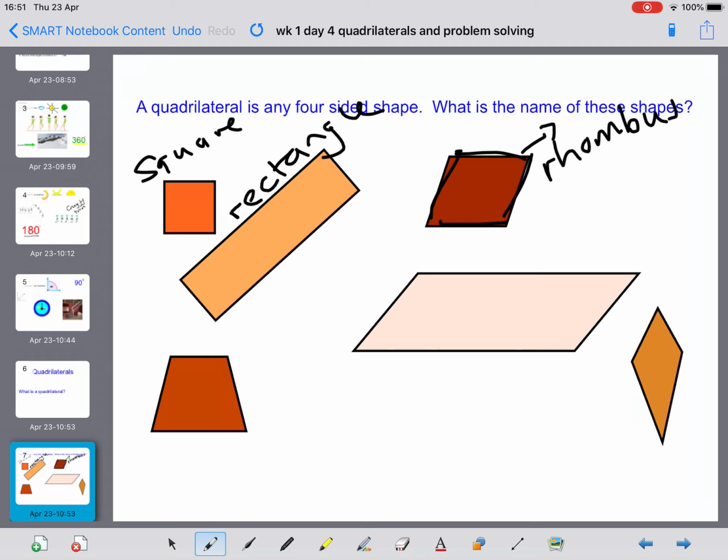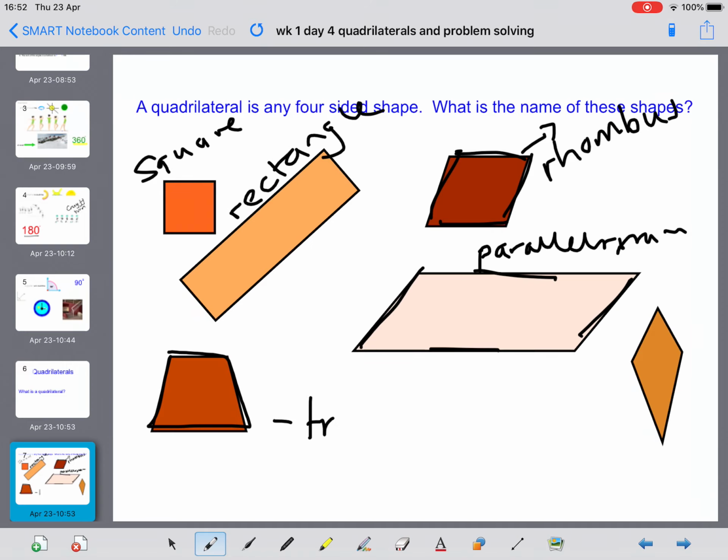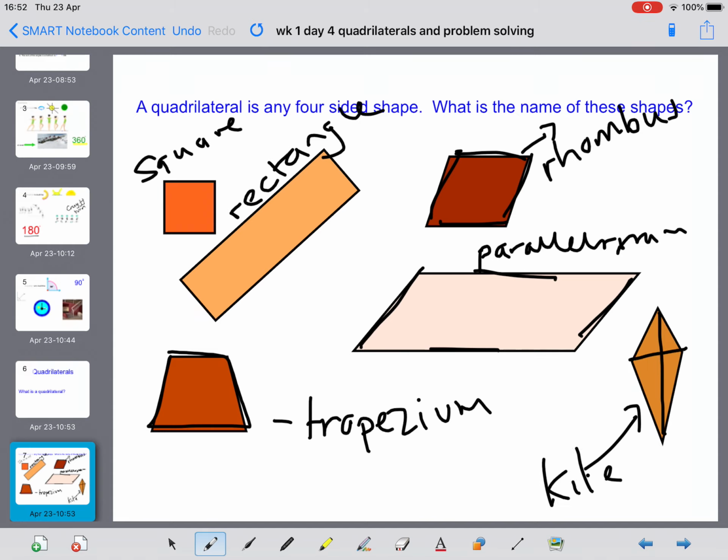Looks a bit like a square that's been pushed over. This one, where two sets of the sides are equal, is a parallelogram. Oops, that didn't go very well, but I think you'll get my point. This one, can anybody remember what this one is? This one's called a trapezium. Oh, no, not a tram. A trapezium. And what's the official name of this? If I drew this bit in for you, I think you'd probably get it. It's a kite. Okay.